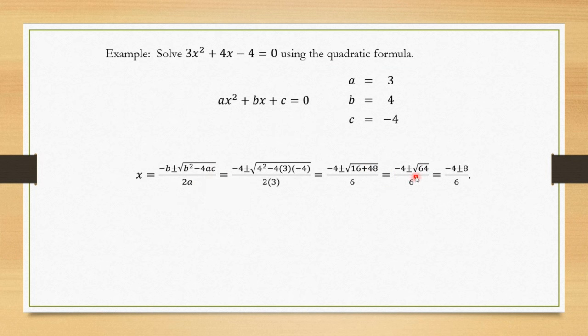64 is a perfect square. 64 is 8 squared. So we actually have the square root of 64, which is just 8. And that's how we get from here to here. But there are 2 solutions here, okay? We have negative 4 plus 8 over 6 and negative 4 minus 8 over 6. That's what we're doing here.